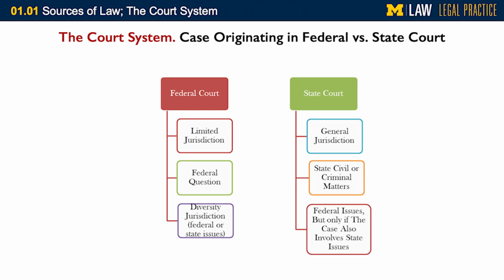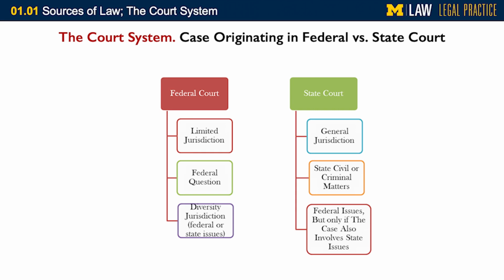So how does a case originate in federal court versus state court? In answering this question, we're going to talk here specifically about civil cases as opposed to criminal cases. Criminal cases proceed through the court system in a different way. For civil cases, federal court is what is known as a court of limited jurisdiction. And civil cases are appropriately heard in federal court in only two circumstances.